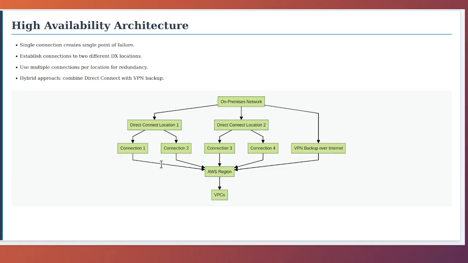In an active-active setup, traffic is load balanced across multiple connections. In active-passive, one connection is preferred and the other is only used if the primary fails. You control this behavior using BGP attributes like AS path and local preference to influence which path traffic takes.